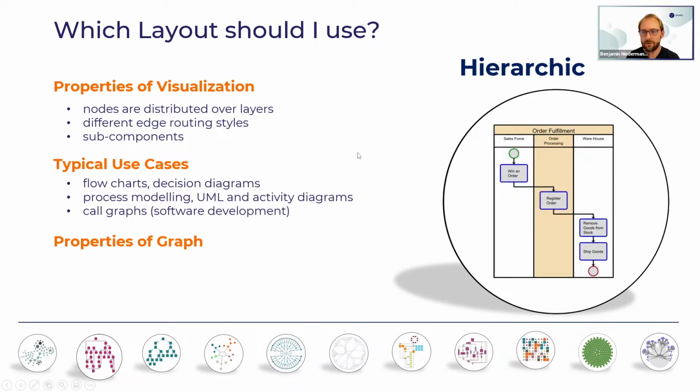And where do you use these hierarchic layouts? Typically you use them in flowcharts or decision diagrams, but also in process modeling, UML, and activity diagrams. So for example, here you have a typical UML diagram where you have a flow from top to bottom. It's a very simple graph actually, but there you would like to emphasize this temporal order of these nodes, for example.